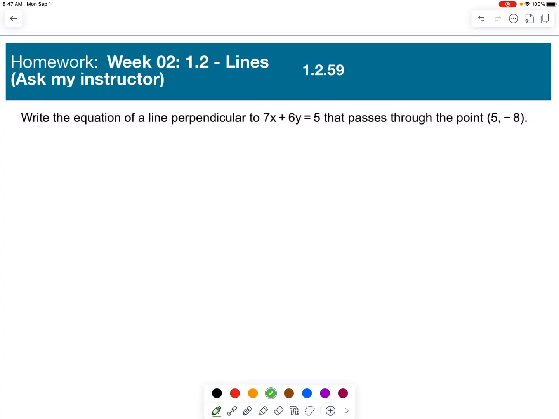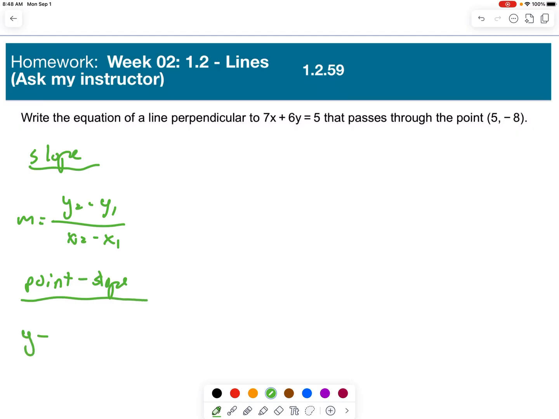When I'm working with lines, I like to have the following three equations ready to go. We have our slope formula, y2 minus y1 over x2 minus x1. Again, this is our slope. Then we have our point slope, y minus y1 equals m times x minus x1.